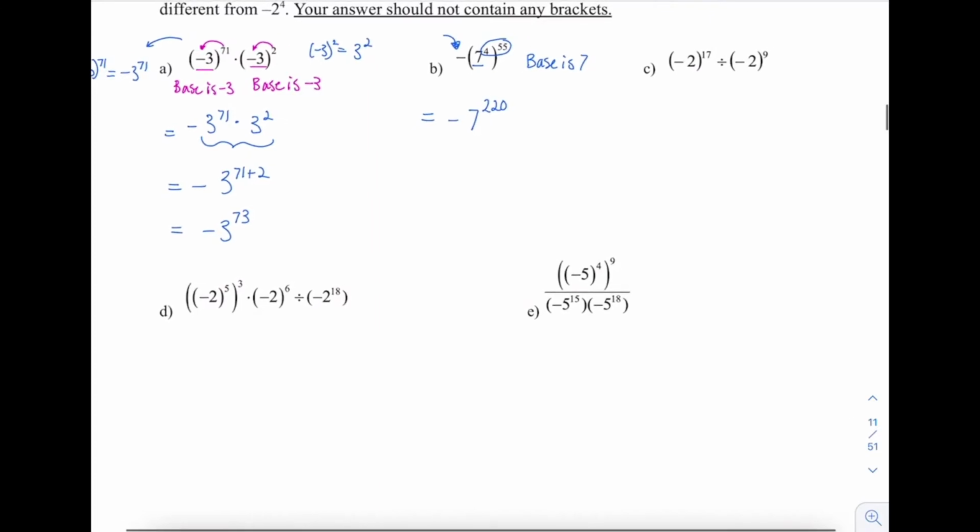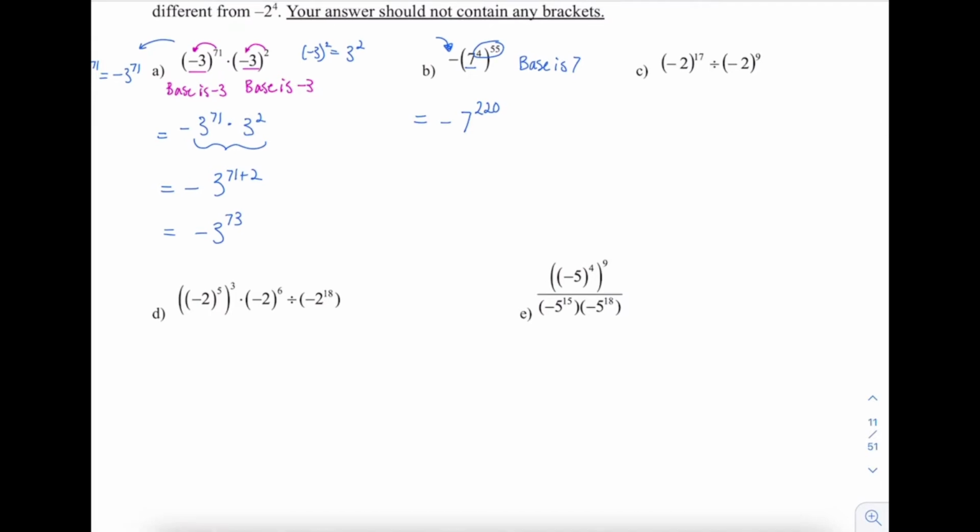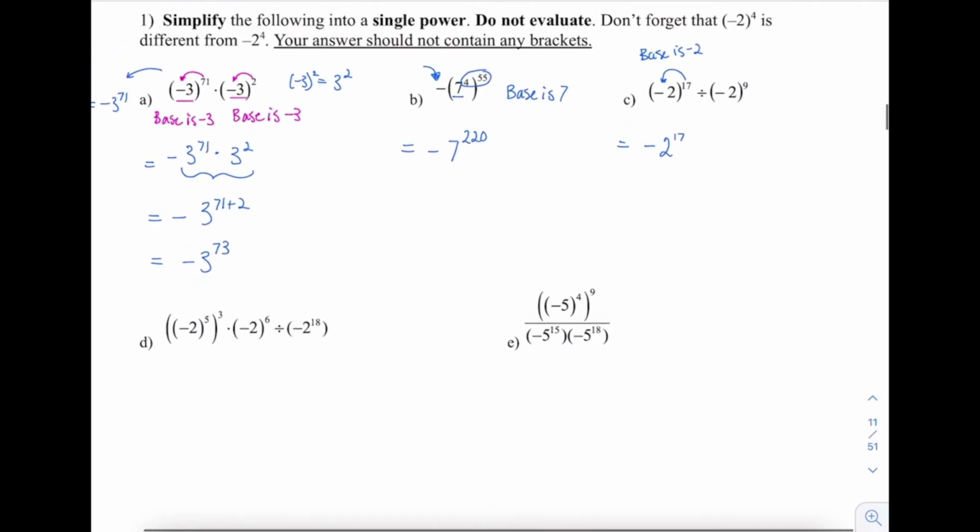All right, now let's get into some maybe trickier ones. Okay, so here I can see that my base is -2. The exponent of 17 is going to apply to the negative and the 2. Since that's odd, I'm going to write that as -2 to the power of 17. Now I'm going to divide by, again, a base of -2. And I know it's -2 because the 9 is on the outside of the bracket, and it's going to apply to both the negative and the 2.